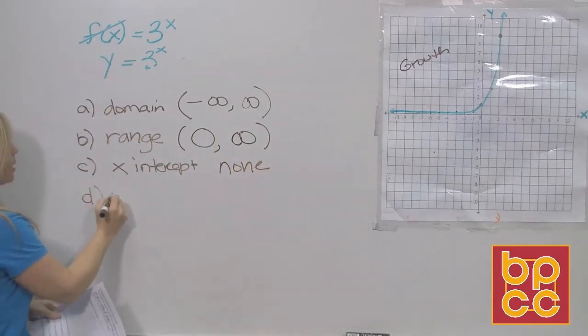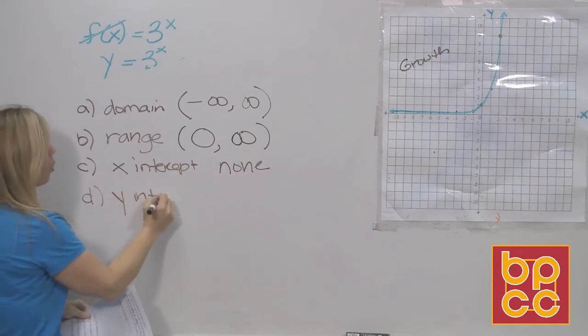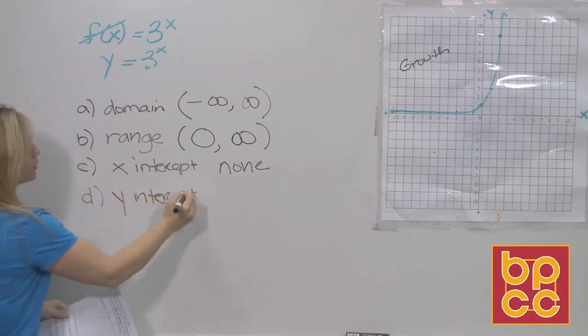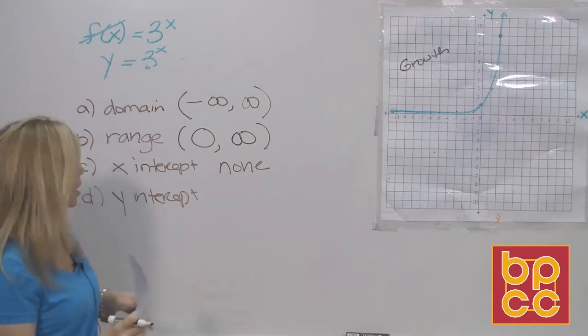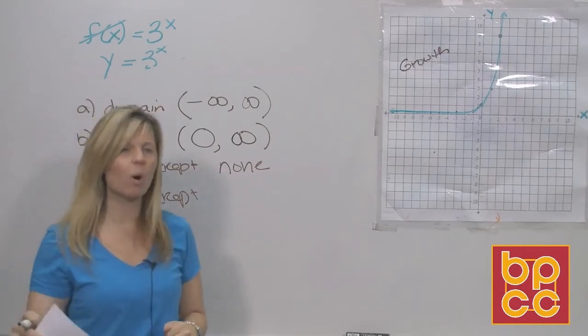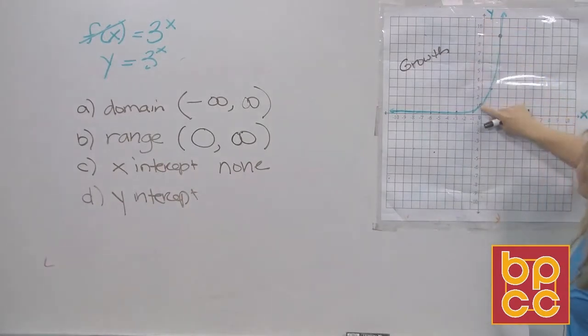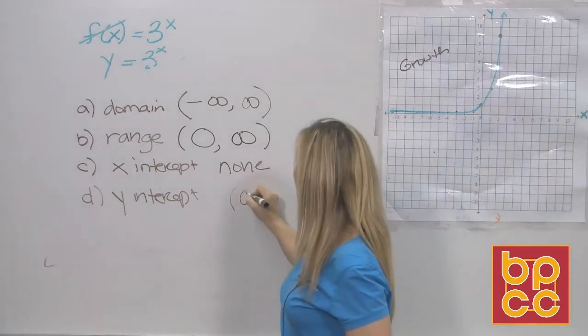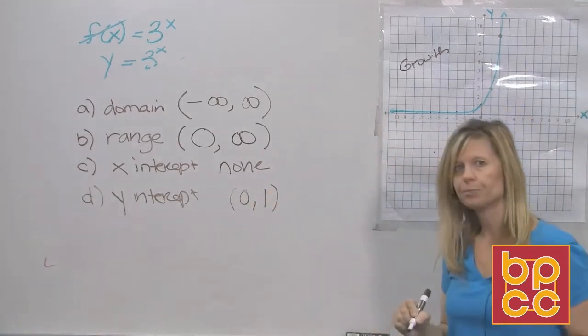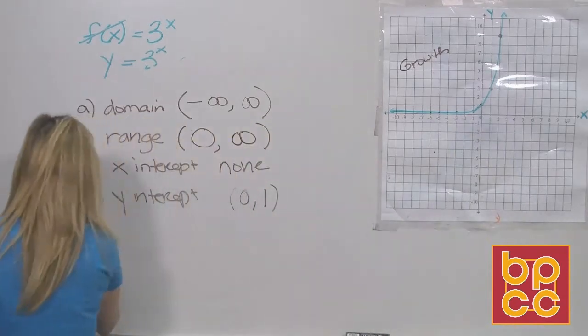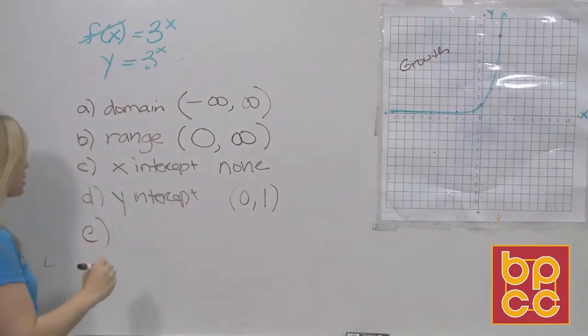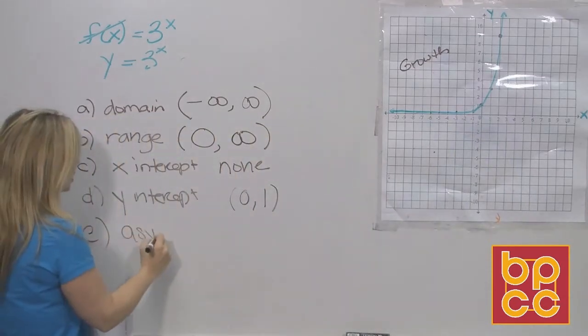D, what is this curve's y-intercept? Well, we've already discussed this word. A y-intercept means where you touch the y-axis. Well, I'm looking. Here's the y-axis. Up, it's touching. So I need to name that ordered pair, that point. And that point is at 0, 1. Our last question, E. Here comes that famous word, asymptote.